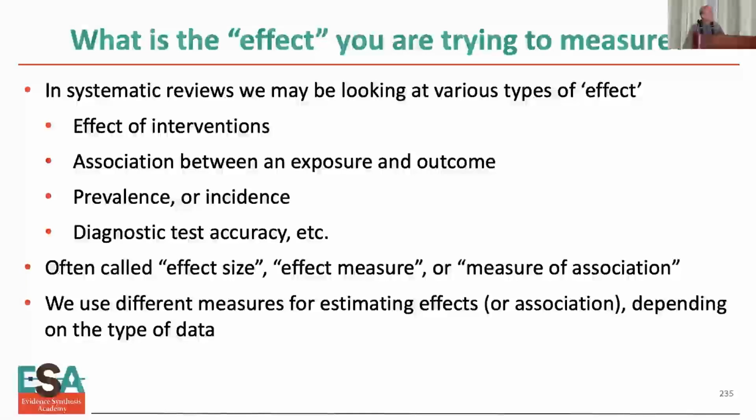So these are often called effect sizes or effect measures or measures of association. And we typically use different measures depending on the type of data. All right? So again, in meta-analysis, the outcome is this difference. Whereas in a regular analysis, the outcome is something we're interested in measuring, and we would calculate the difference as our statistic. Meta-analysis is basically using the statistics as the outcomes.